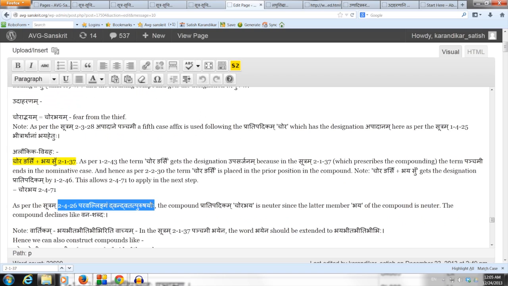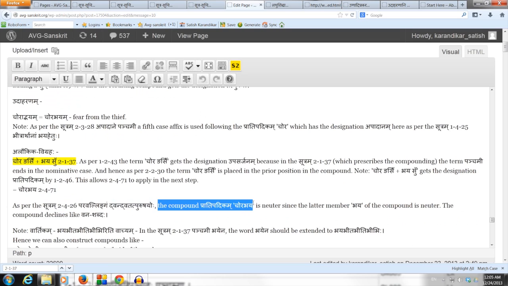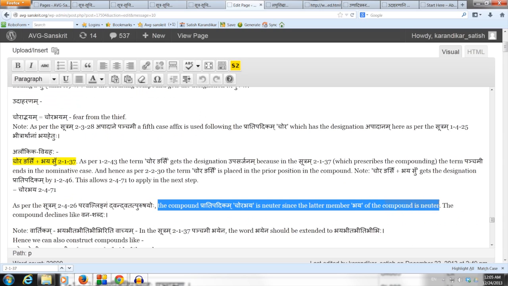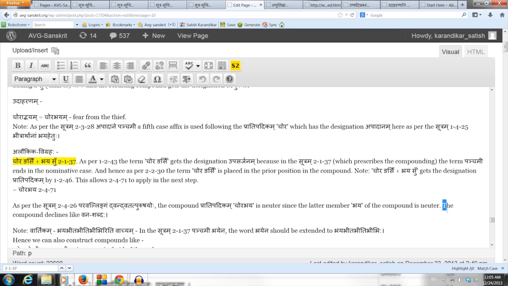Now as per the Sutram 2.4.26, paravallingam dvandva tatpurushayoho, the compound pratipadikam chora bhaya is neuter, since the latter member, the uttarapadam of the compound, is bhaya, which is neuter in gender. The compound declines like vana shabdaha.